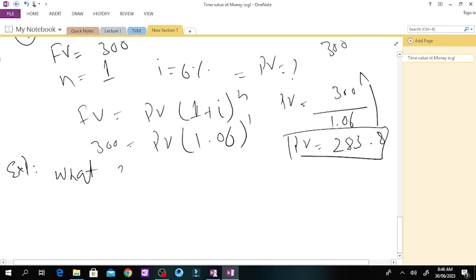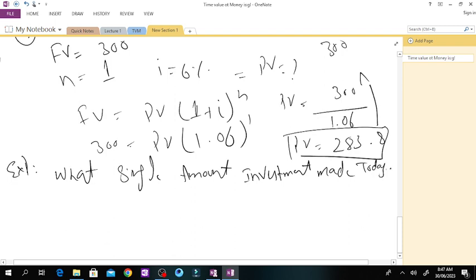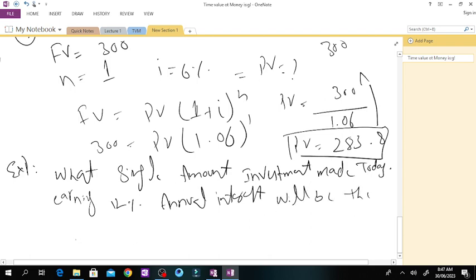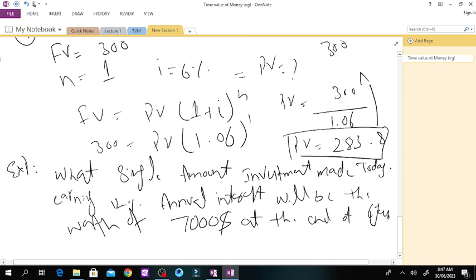What single amount investment made today earning 12% annual interest will be the worth of $7,000 at the end of 6 years. At the end of 6 years. Okay.